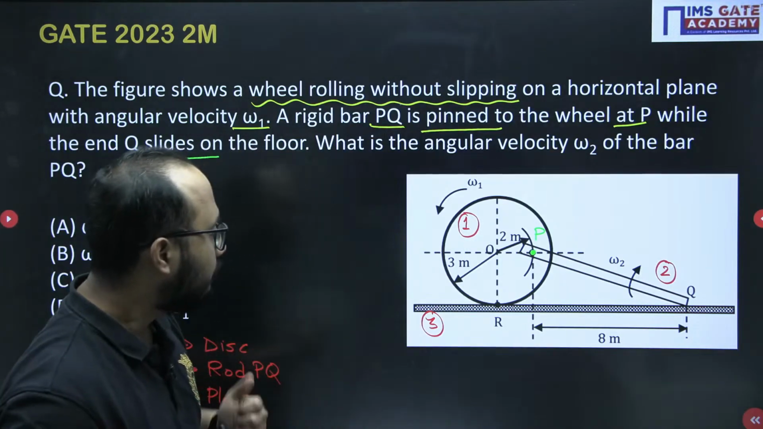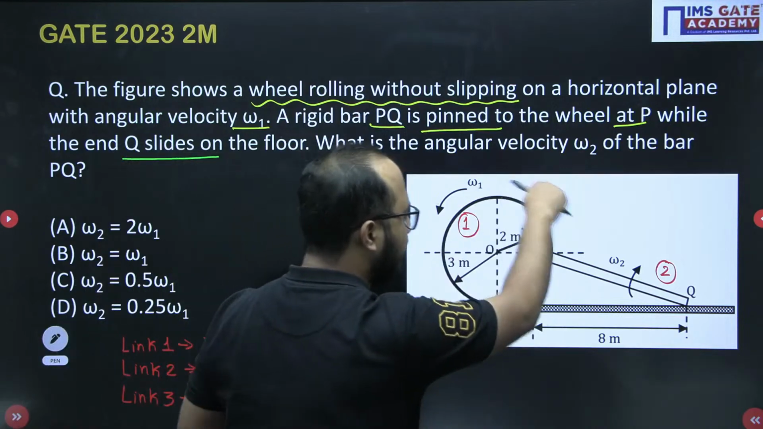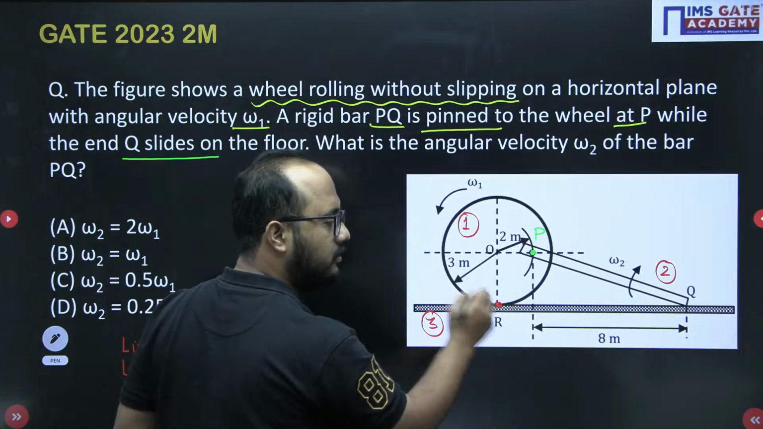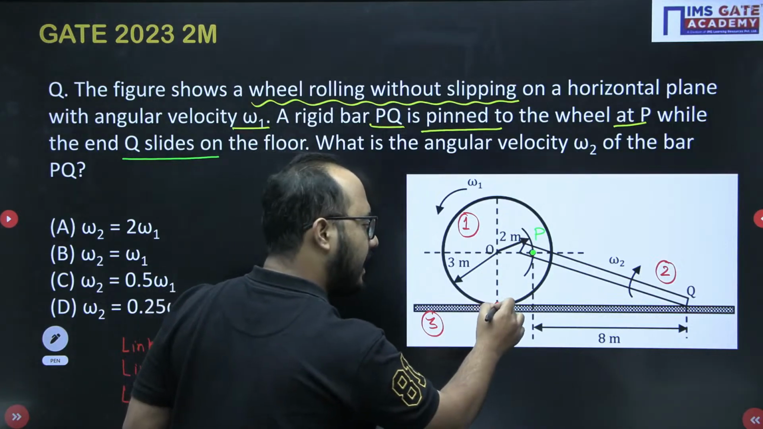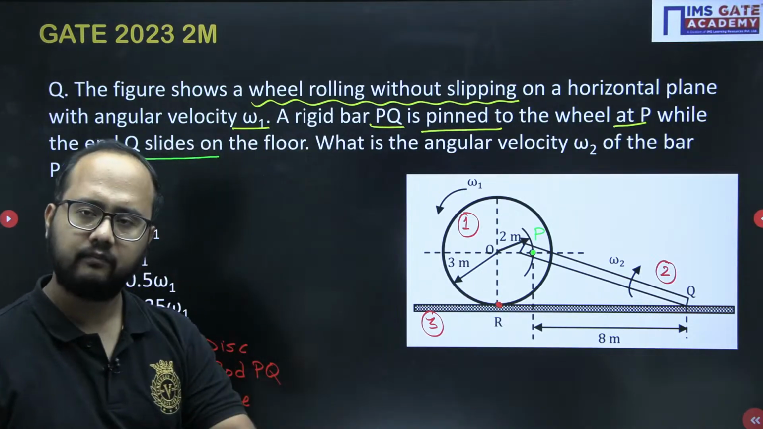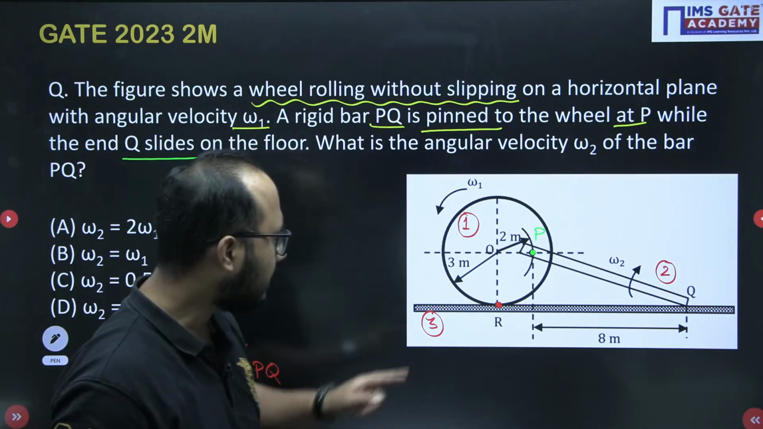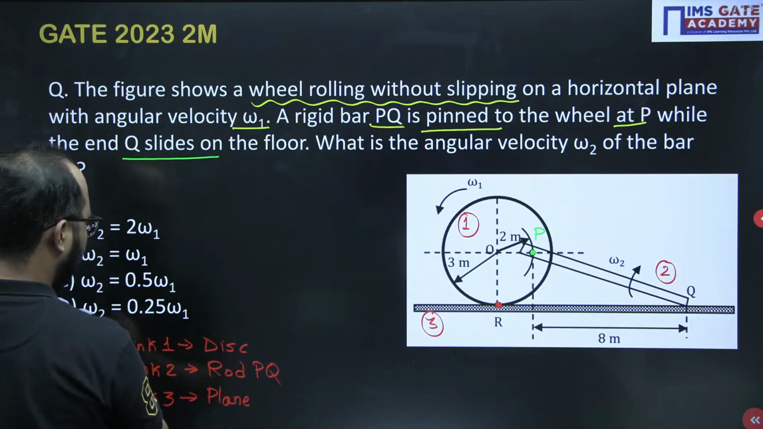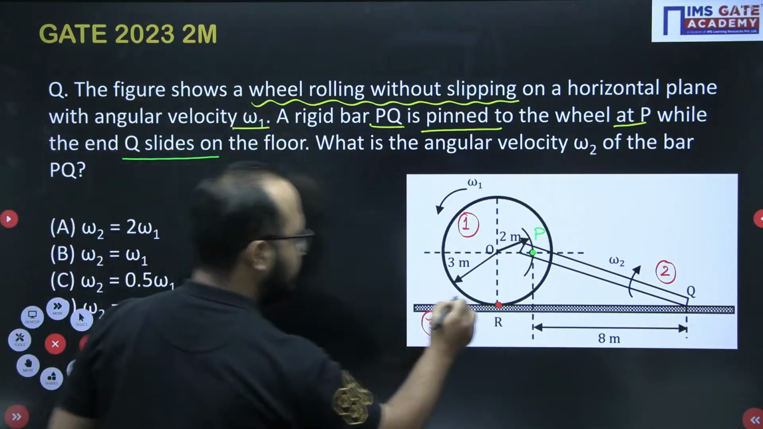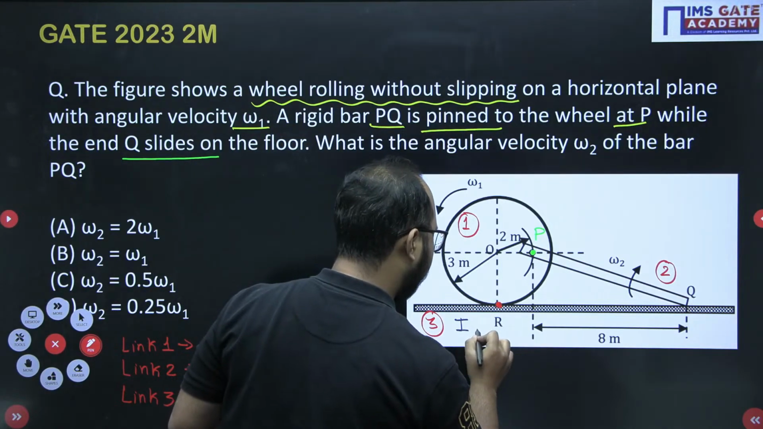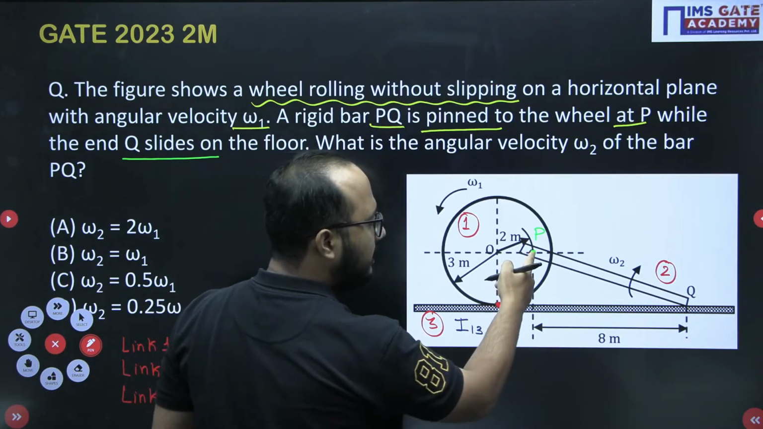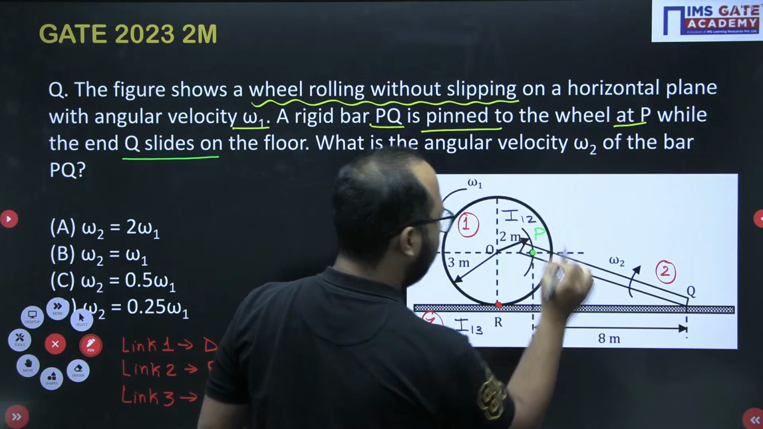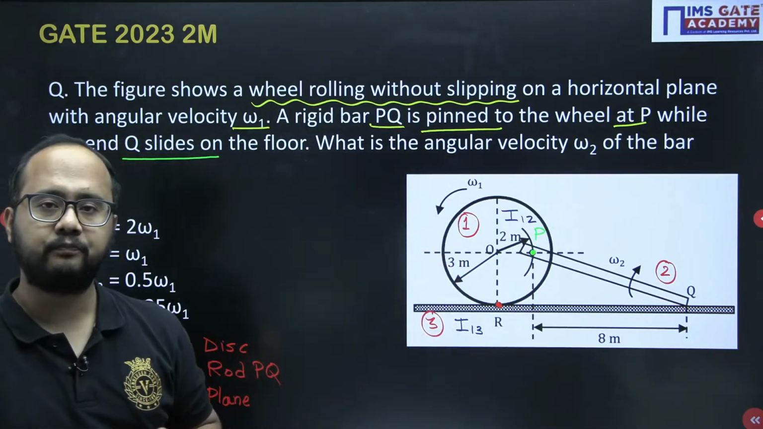First of all, the I center of the disk, because it is rolling here, with respect to this horizontal plane will be this R point only, the point of contact. Very basic thing. So this I center will become I13. I will just mention that point here. So this R becomes I13. P point will be I12.